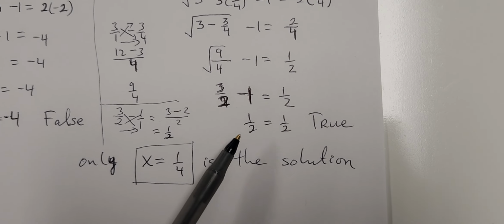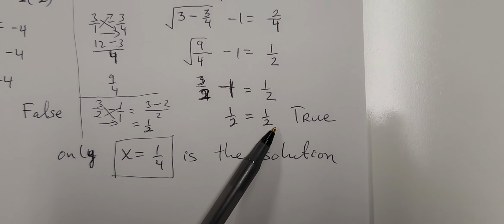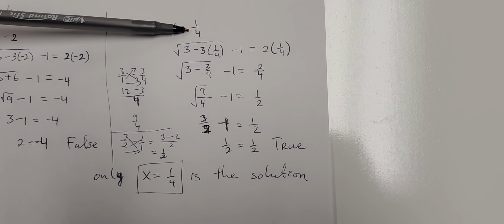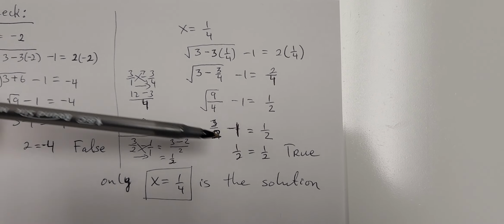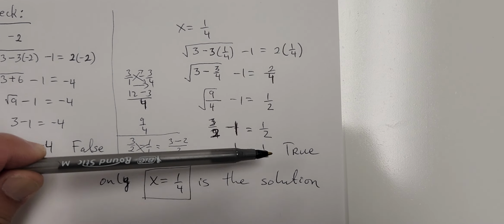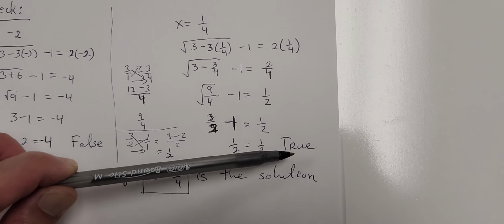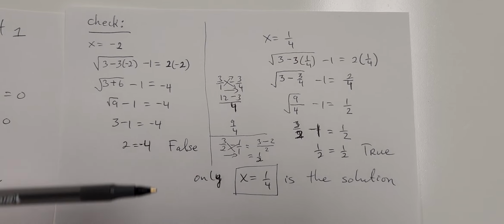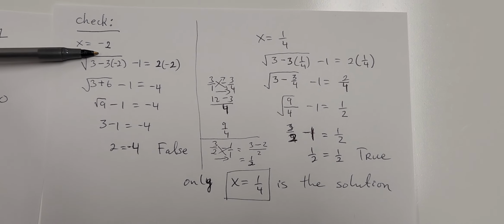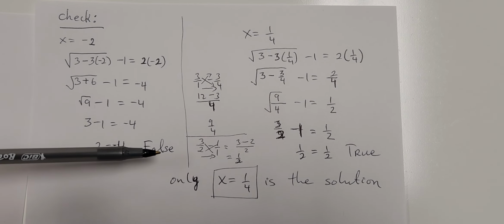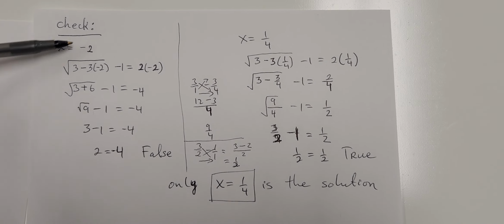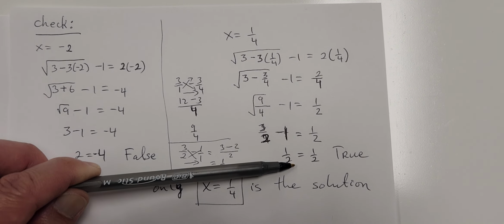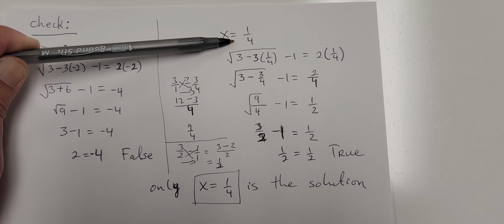And as you can see, the left is the same as the right, so it is true. So 1/4 is our solution, since when we check 1/4, it came out to be true. I'm going to go back. Same thing on this side. When I check -2, it came out to be false. Since it is false, -2 is not our answer. And I checked 1/4. 1/4 came out to be true, so therefore 1/4 is our solution.